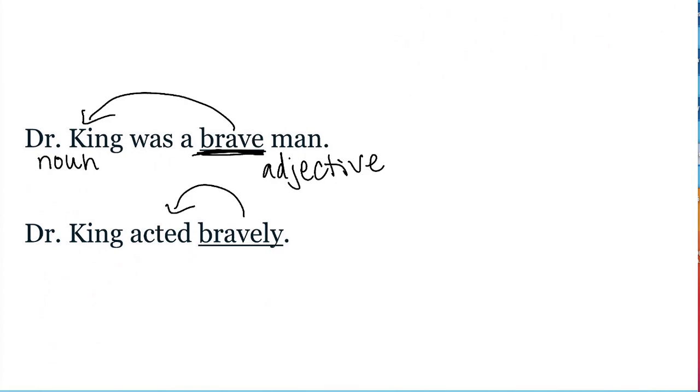In our second sentence, acted is a verb or an action. And what do we call describing words for verbs? Not adjectives, but adverbs. So in our first sentence, we have an adjective that describes a noun. In our second sentence, we have an adverb, excuse me, that describes a verb or an action word.